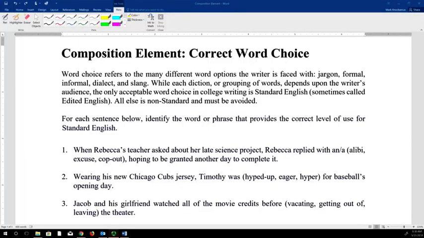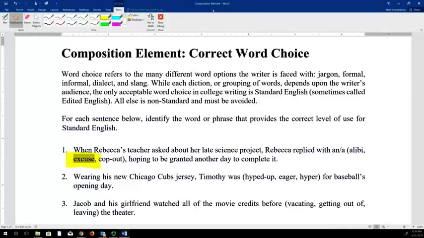So number one, when Rebecca's teacher asked about her late science project, Rebecca replied with an blank, hoping to be granted another day to complete it. So the choices there: alibi, excuse, cop-out. So there's only one that's standard there, and this would be excuse.